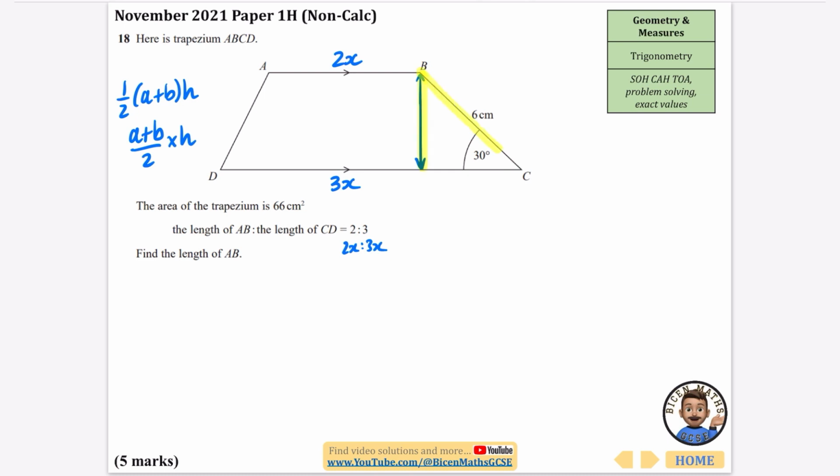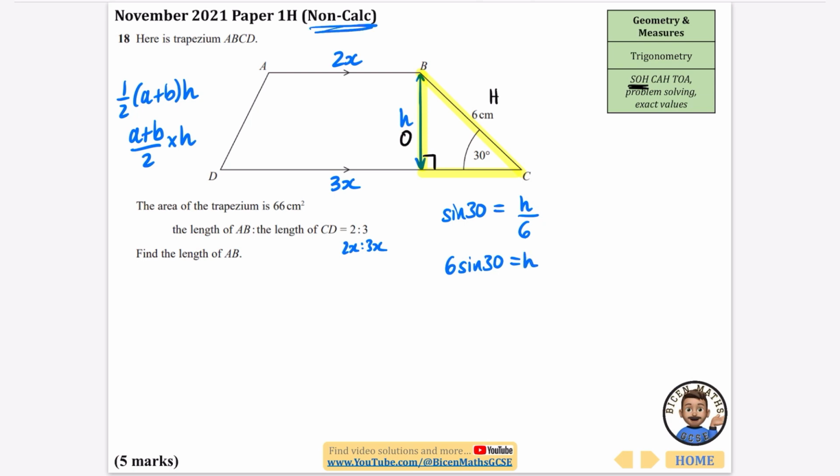I create a triangle where I can use SOH CAH TOA. So when I draw that triangle out, I'm going to try and find out what the height is. I have the hypotenuse of that triangle, because this is a right angle, and I have the opposite. So I'm going to be using sine. The sine of 30 is equal to the opposite, which is h, divided by the hypotenuse, which is 6. So I multiply by 6 to get 6 sine 30 equals h.